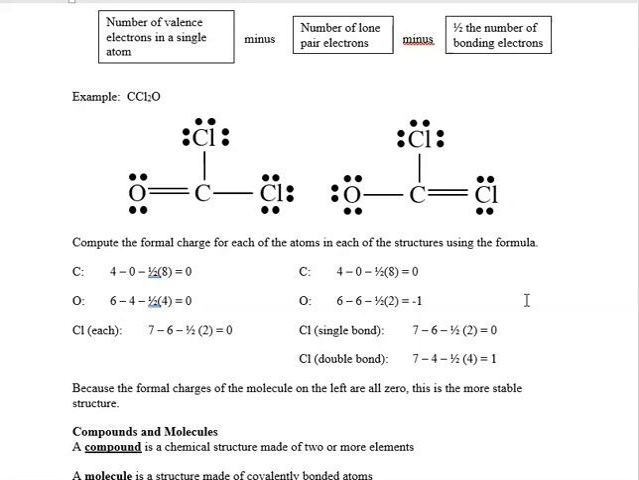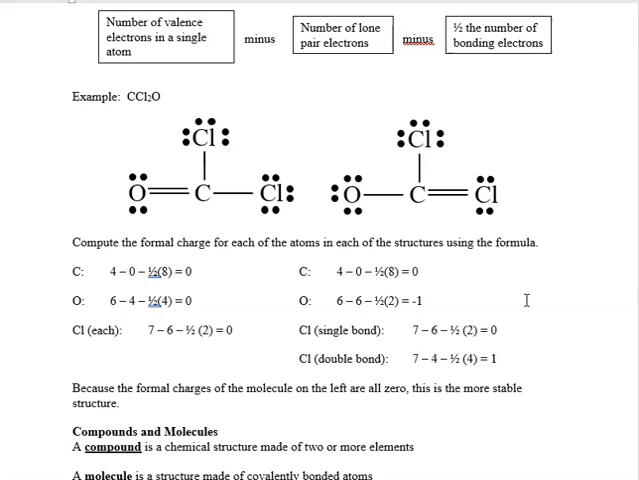Finally, the chlorine with the double bond. It has 7 valence electrons. 4 of them are lone pair. You see 4 lone pairs on the chlorine on the right, and it has 4 bonding electrons, so you cut 4 in half to get 2. So 7 minus 4 minus 2 equals 1.